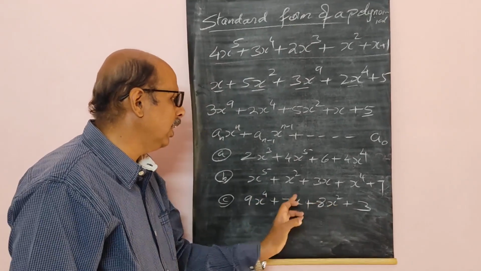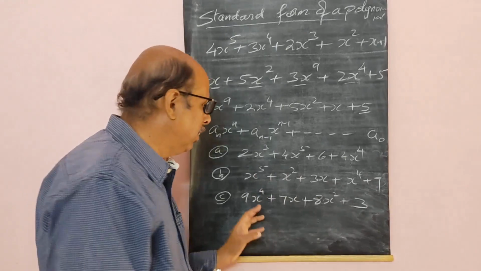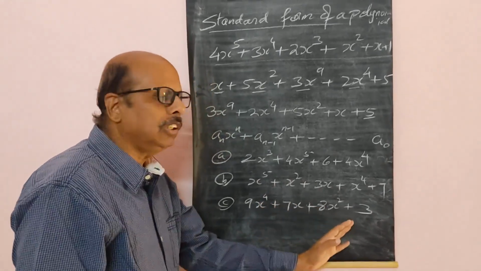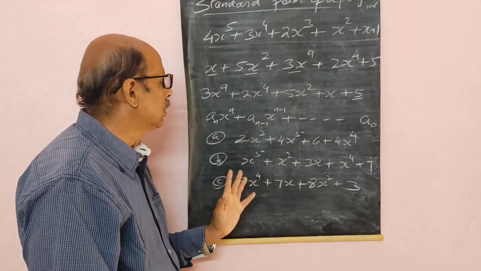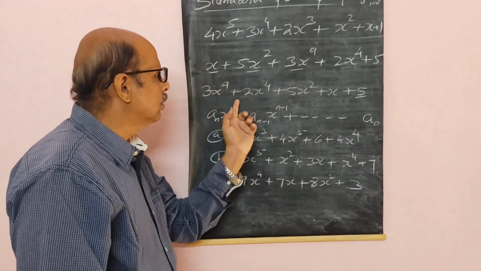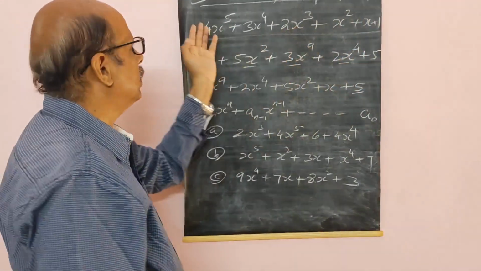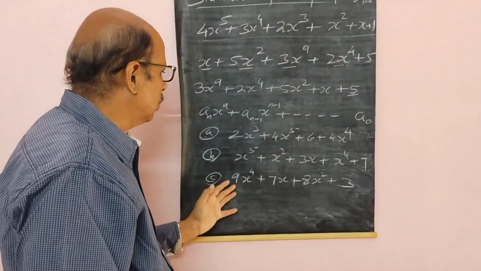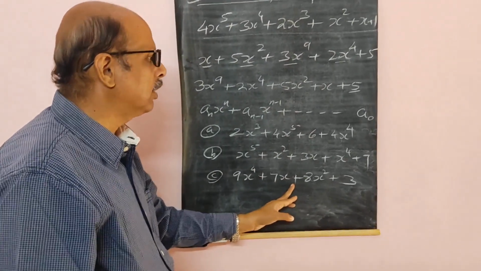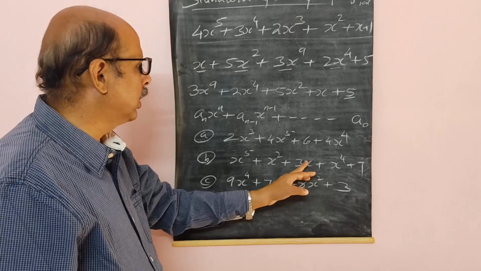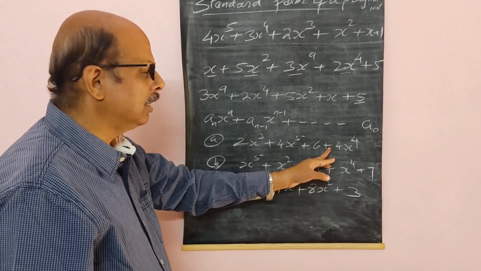2 is there, 1 and 3. The power 3 is not there. So the powers, you just need to arrange in decreasing order. You need not see that all the powers must be there. Here what you see is 5, 4, 3, 2, 1, 0. All the powers are there. In the questions which I have given you, in this one, x raised to 3 is not there. Here also x raised to 3 is not there. So here x square is not there.